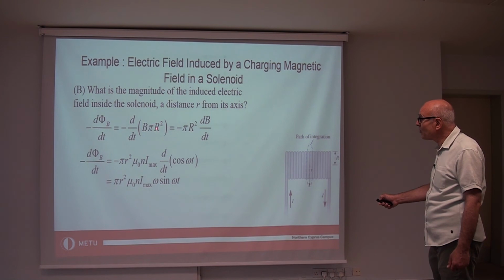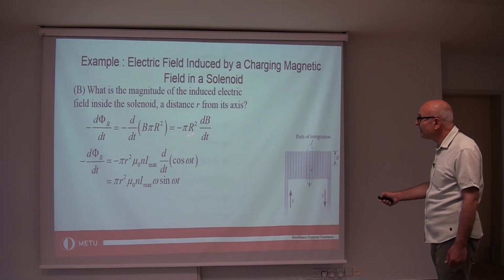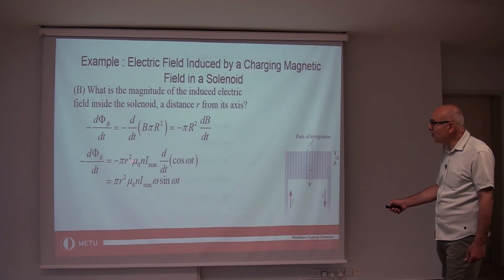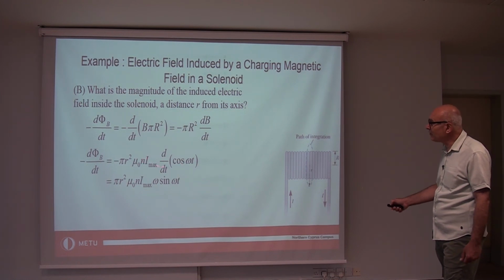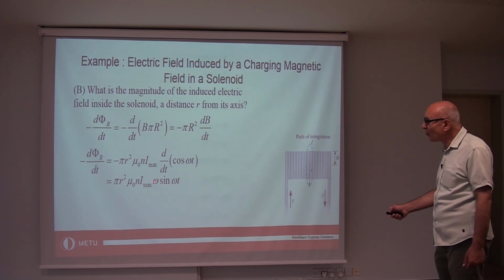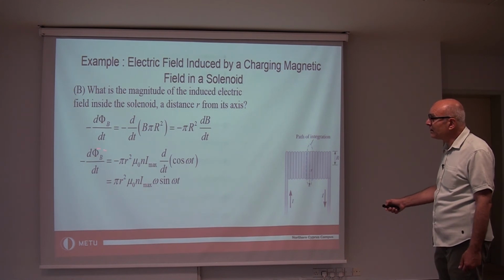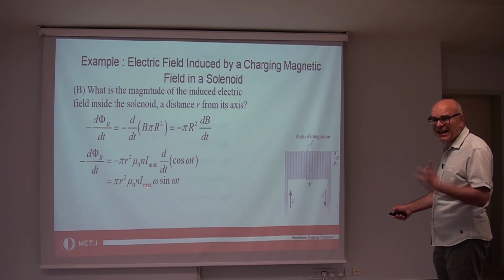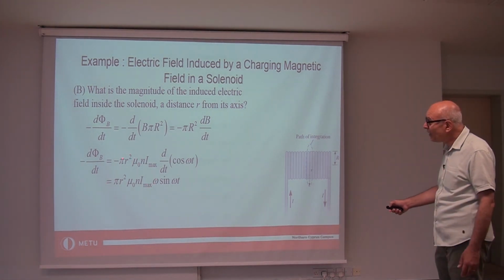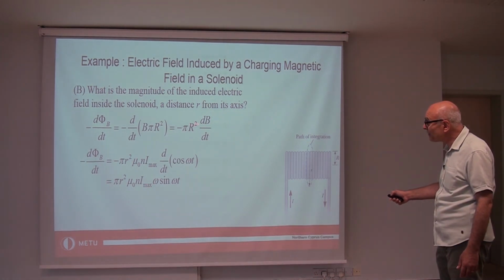So this should be small r, and when you take the derivative, the only derivative is the derivative of B. Again, B is equal to mu n i cosine omega t, and you take the derivative of the cosine. So this is the correct expression for the time derivative of the flux. It's exactly what we have done before, except you have to note that this quantity should be small r.